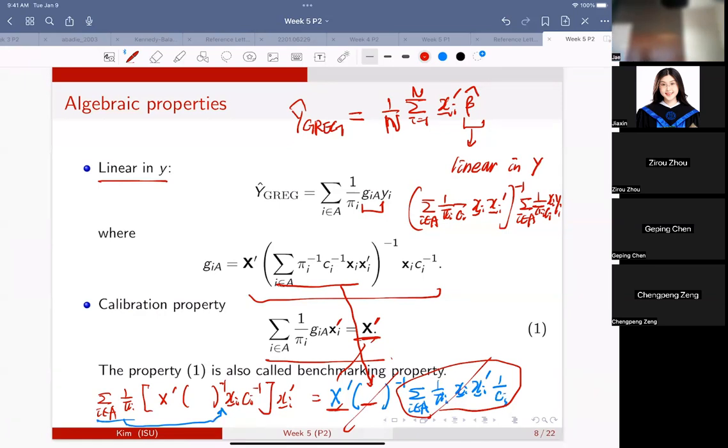And the critical interpretation of this identity is that if you use x_i instead of y_i in your regression estimator, you will obtain the population total of the x_i. So it recovers the population total of x from the sample. That is a very important property, right? The calibration property, or benchmarking property. So calibration or benchmarking.